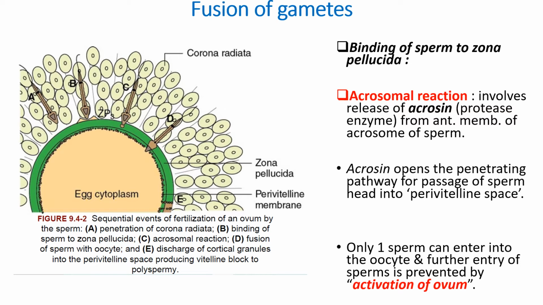Only one sperm can enter the oocyte, and further entry of the sperms is prevented by activation of the ovum. Activation of ovum means when a sperm successfully penetrates the ovum, immediately the membrane potential of that ovum decreases, followed by some structural changes in the zona pellucida, and thus no other sperm can penetrate this fertilized ovum.